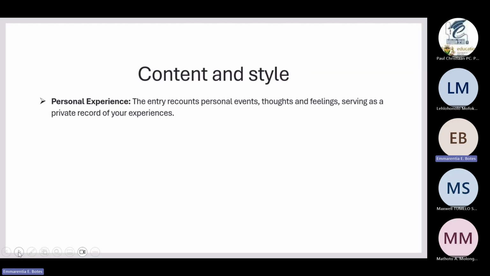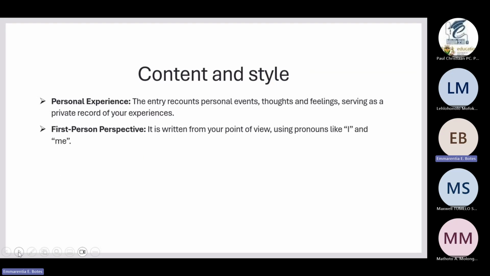Let's look at the content and style. So that's personal experience. The entry recounts personal events, thoughts, and feelings, serving as a private record of your experiences. So remember, it's a personal experience that you were having. So there's no wrong or right feelings. It is your personal experience.